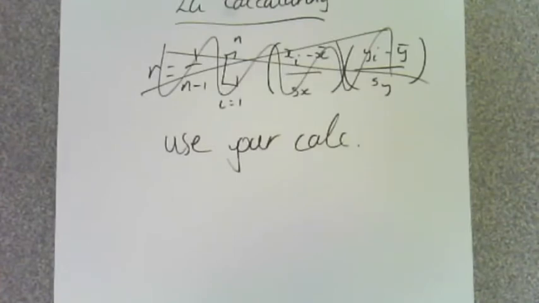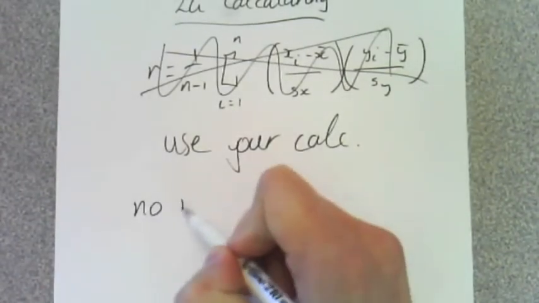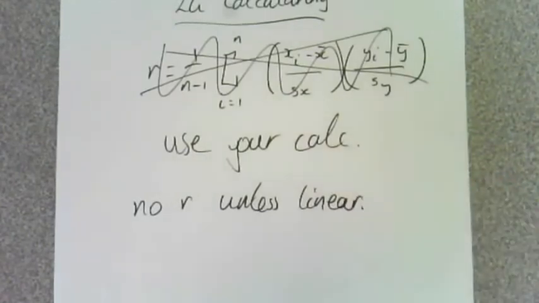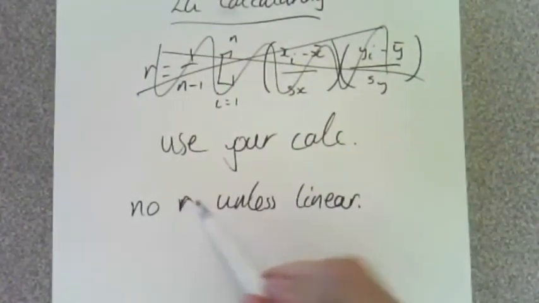Okay? So the important thing you need to know is you cannot calculate R unless it is linear. R is only calculated if it's linear, because you're saying, therefore, there is a relationship. And it's a linear relationship.